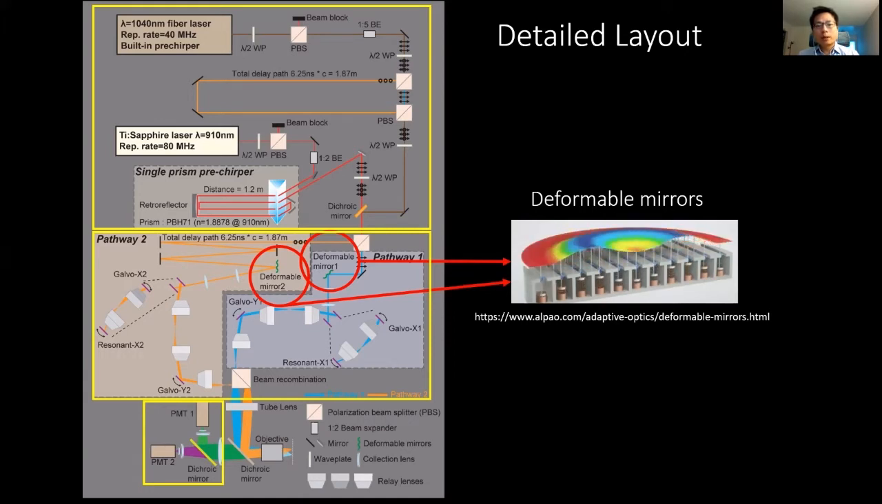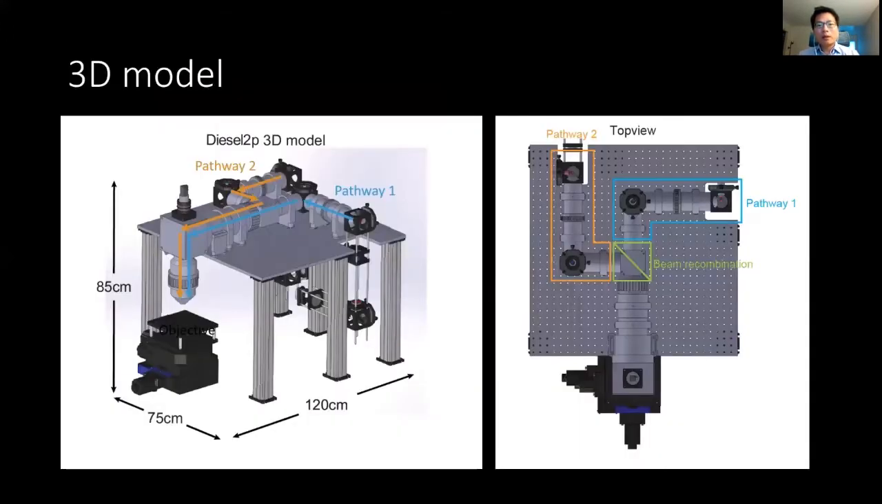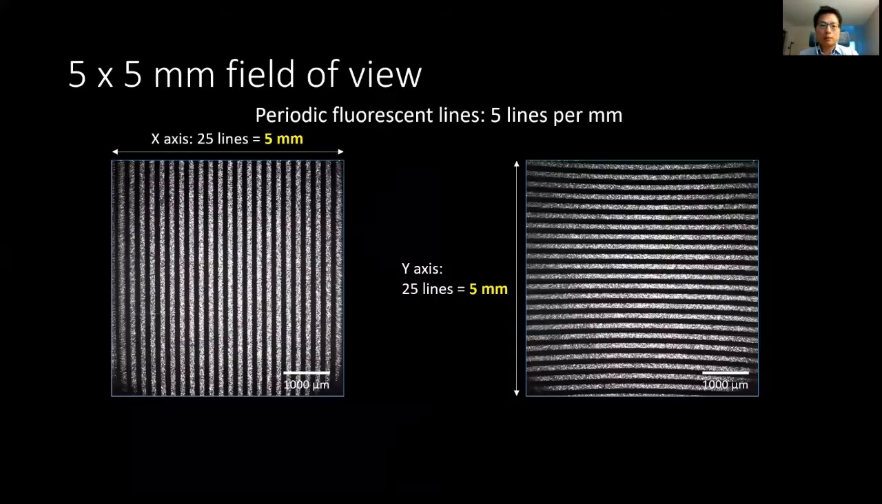The deformable mirrors can not only work as adaptive optics to correct optical aberrations, but also perform rapid remote focusing to change the focal plane for volumetric imaging. And I will talk about this more in a bit. These are the 3D models of the Diesel2P system, showing you its arrangement of the two scanning engines, where the two pathways merge before the objective, and its overall dimensions.